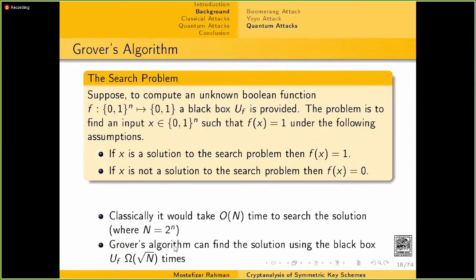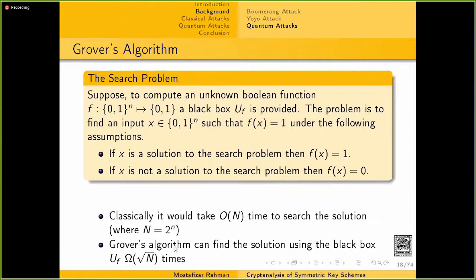Next is Grover's algorithm. Grover's algorithm solves the searching problem. If there are 2 to the power n elements, using classical algorithms we can search the whole space in approximately order of 2 to the n time, here denoted using capital N. So we can search using a classical algorithm in order of N time, whereas Grover's algorithm gives us the power to search in root N time. So this is a square root speed up.